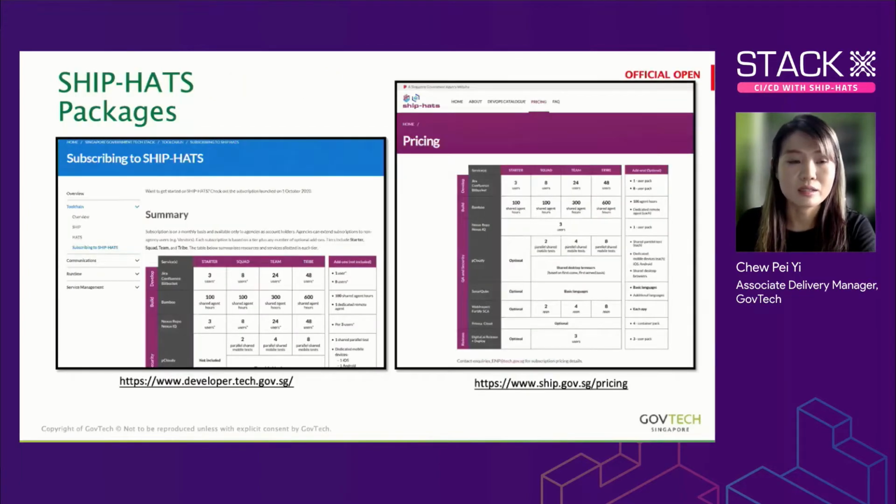This next slide is just a side note for people who do not have access to our government intranet. These are the 2 websites that you can visit to get more information, as well as the packages information for Sheepheads. On the left-hand side is our developers portal, and on our right is our very own Sheepheads portal.